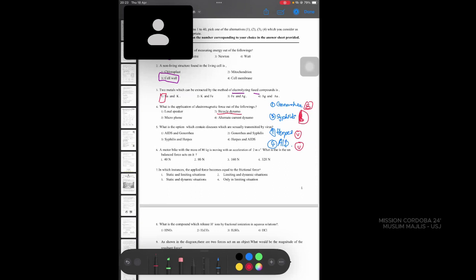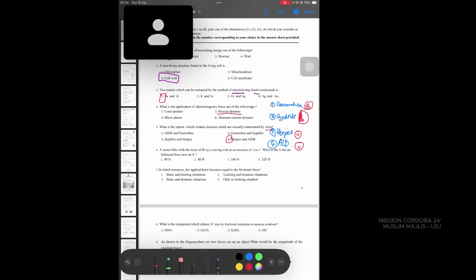Okay, now gonorrhea is caused by the bacteria named Neisseria gonorrhoeae. Syphilis is by Treponema pallidum. Herpes is by herpes simplex virus. AIDS is by human immunodeficiency virus. So BBVV, an easy way to memorize, right? BBVV. So the sexually transmitted diseases by virus will be herpes and AIDS.